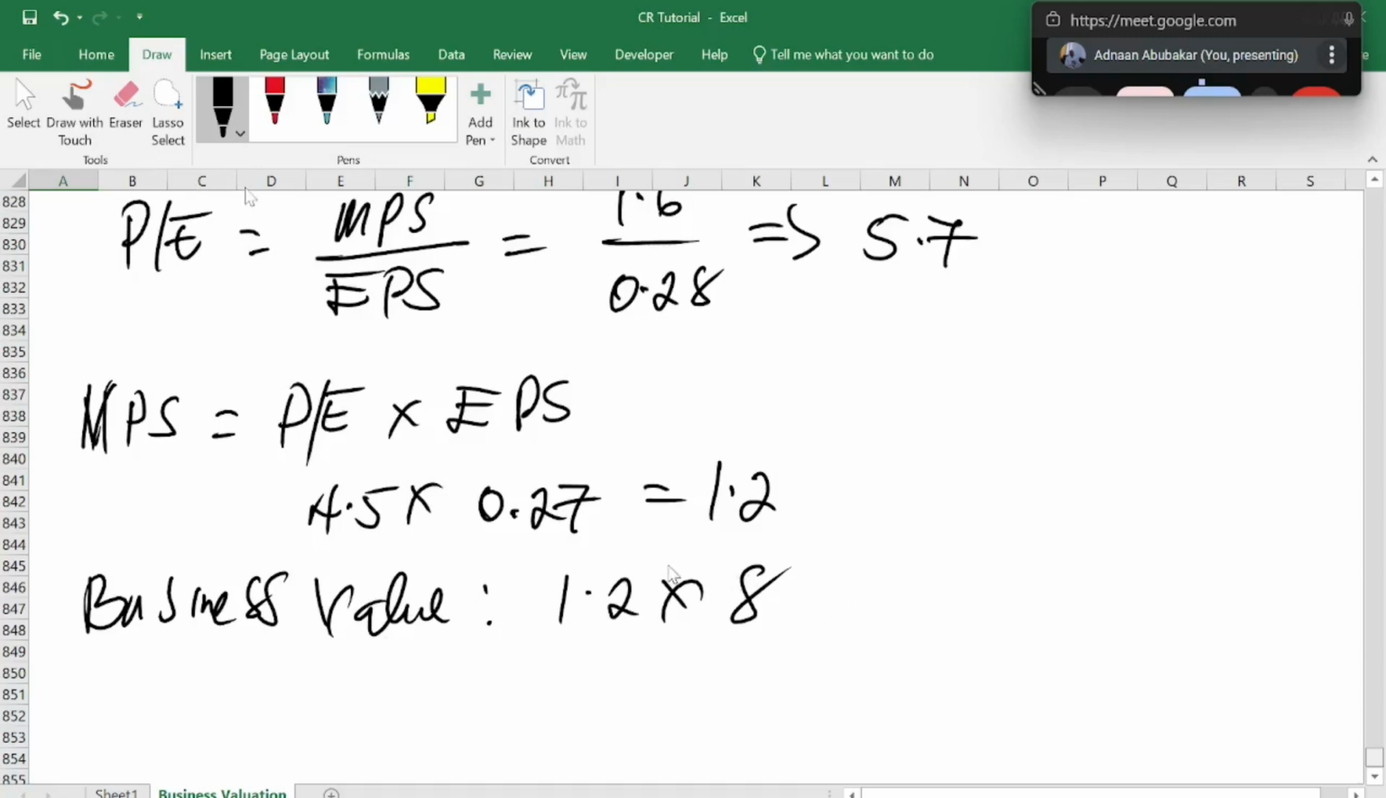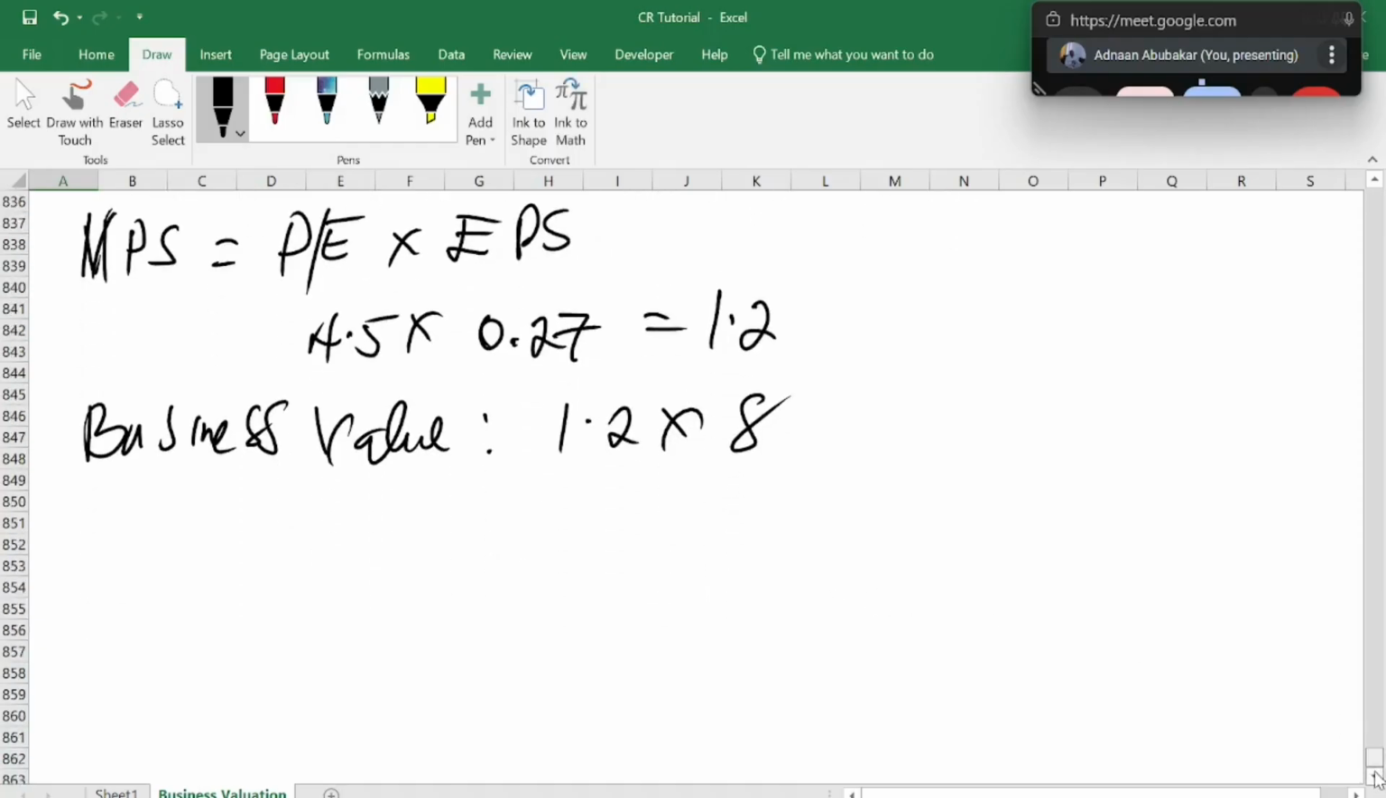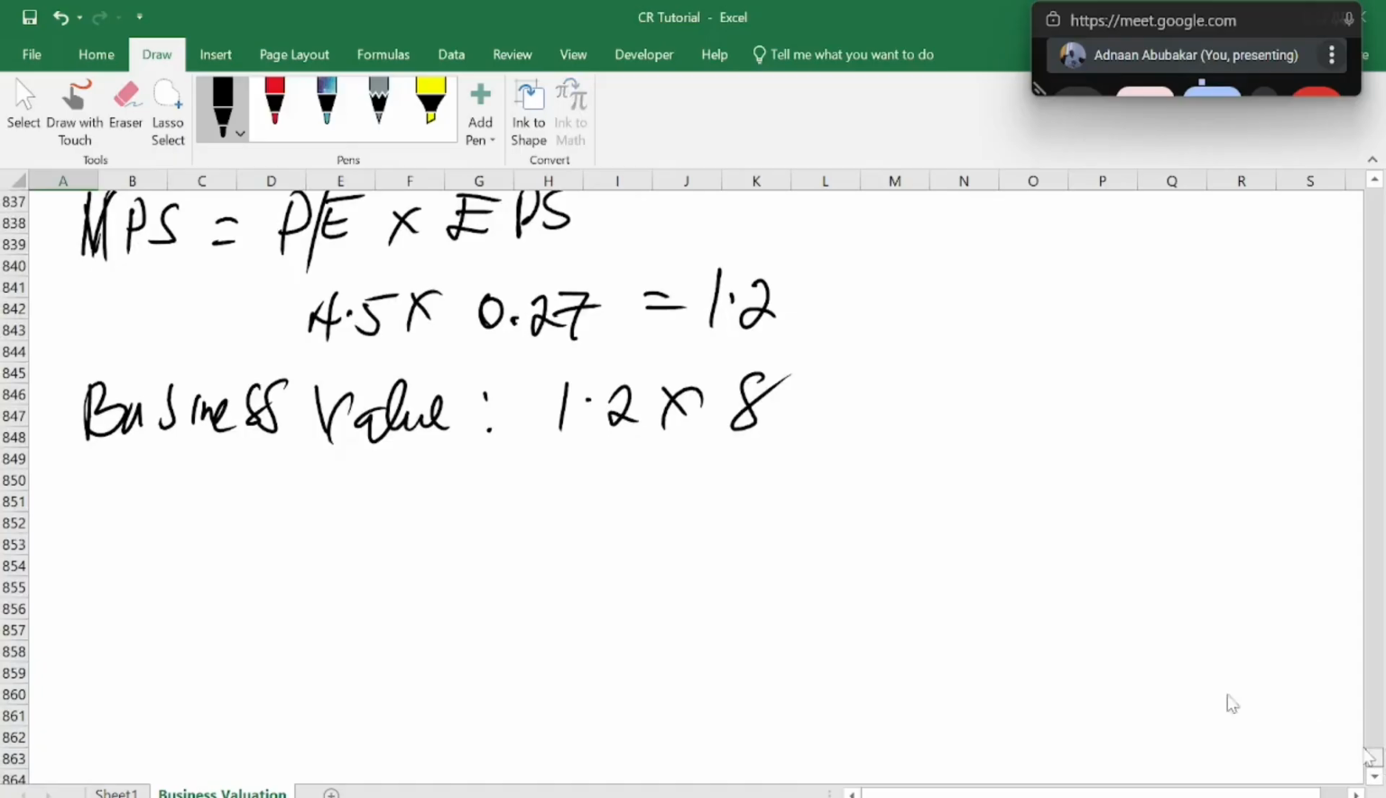So this is the number of shares. You want to find the total business value, so you multiply by this one. What we have done here is correct, we are done. But I want you to know that if you want to find the total business value, 1.2 times 8 will give you 9.5. I'm just adding it, it's not compulsory to do. Okay, so let's move.